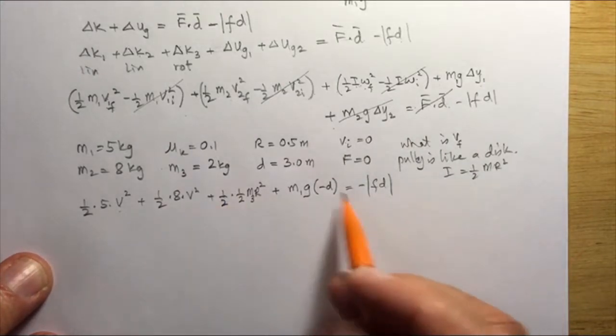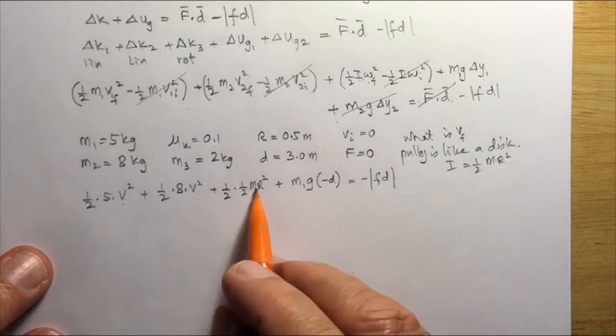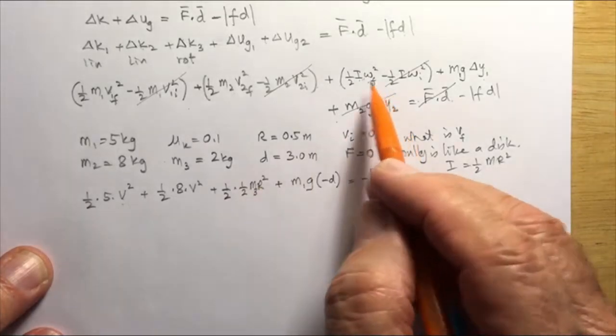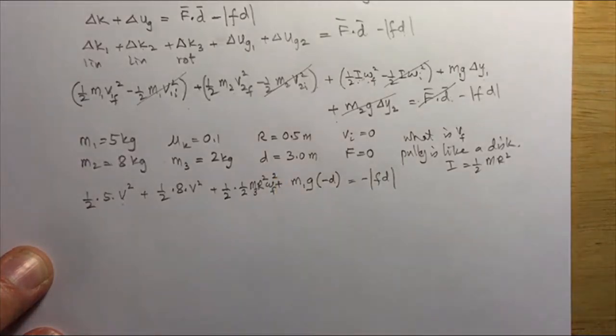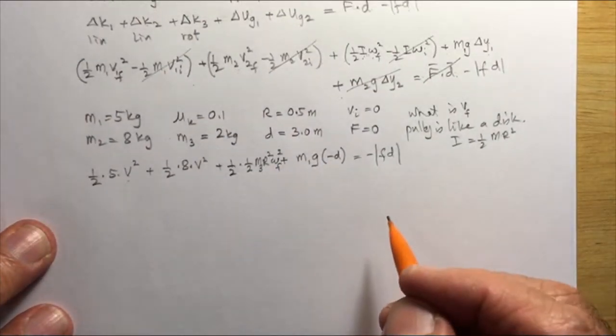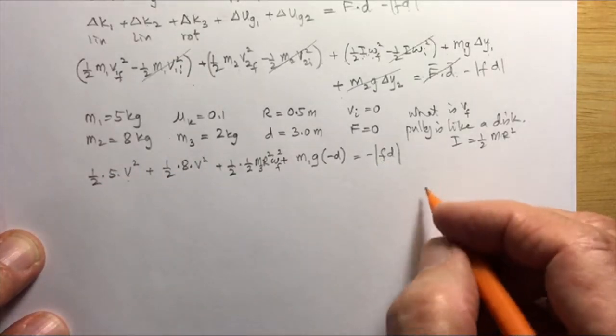Well, before we go further, we need to get the value of f. I think we're missing something here. This was half I omega final square, there's an omega final square. Okay. So let's first find the value of f. We'll find it over here.